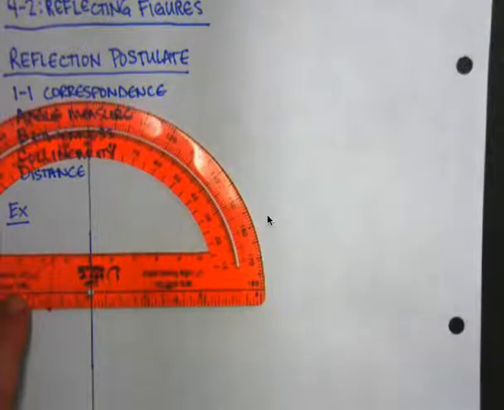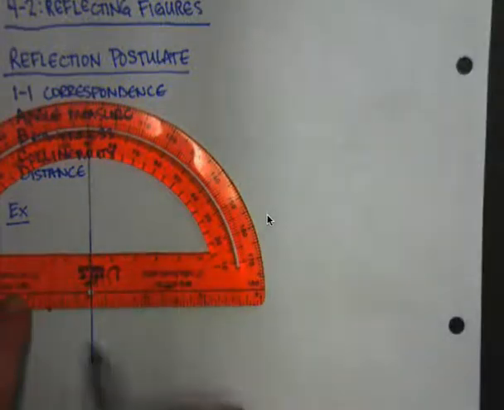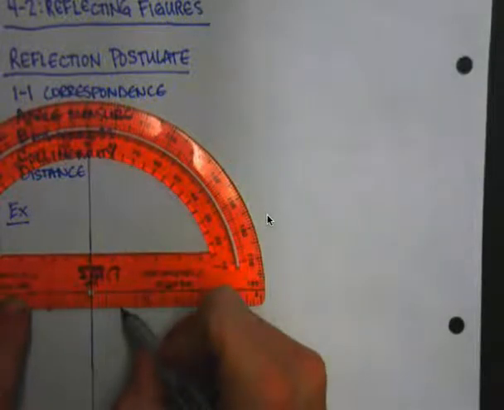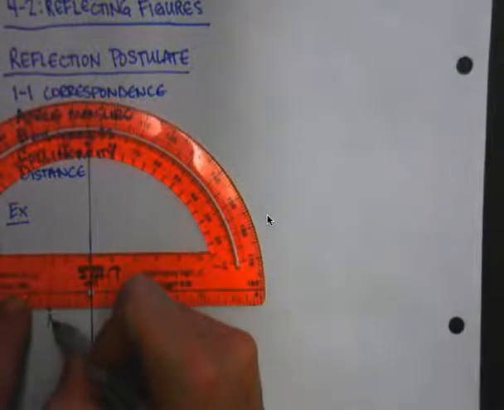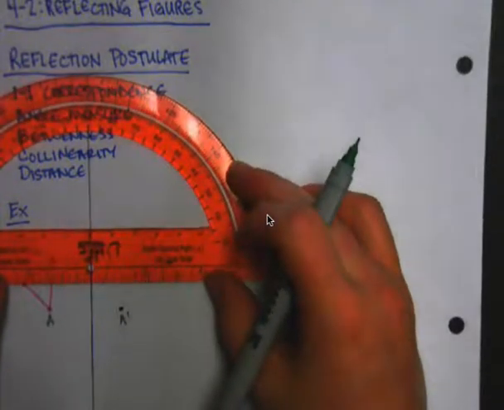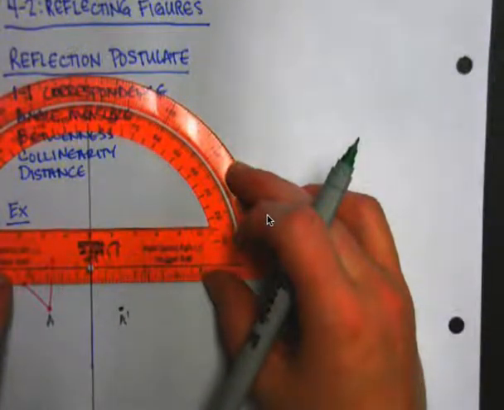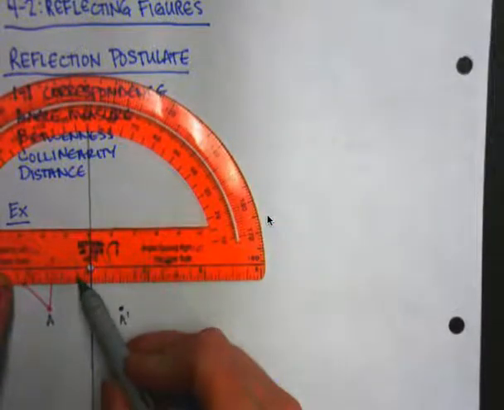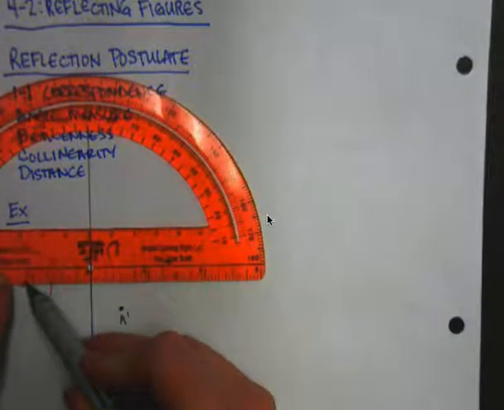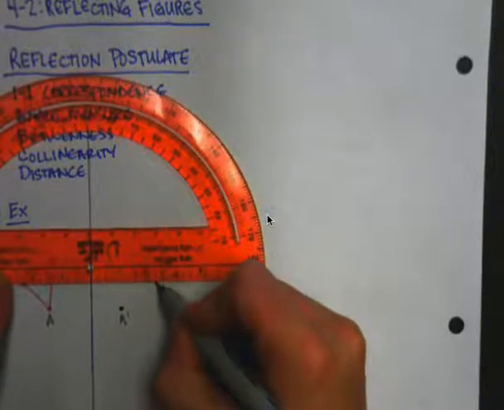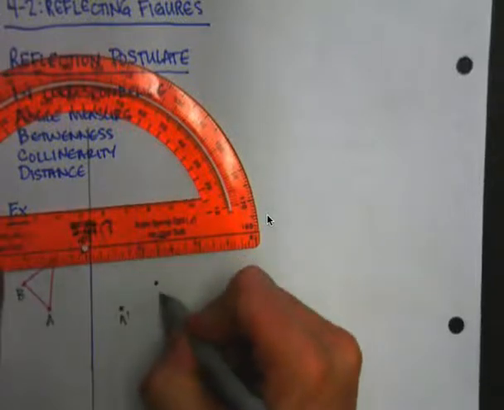Locate my first point, and again just find the same distance and mark that. We'll call that A and A prime. Alright, let's find the next point, like so, and let's see, 1, 2, 3, 4 and a half, 1, 2, 3, 4 and a half. We can call that B and B prime.